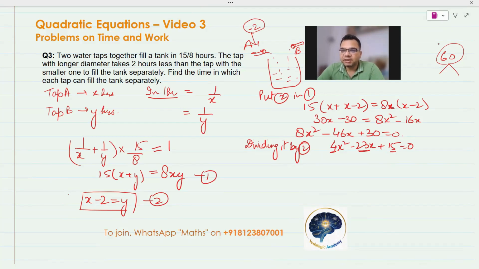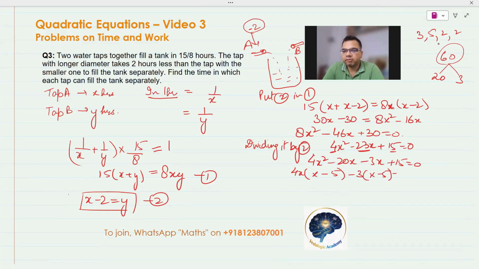Okay, so if I see 15 and 4, factors of 60: 3, 5, 2 and 2, 15, 5 to the 10, 10 to the 20, 20 and 3. Yeah, that is good enough. So it becomes 4x square minus 20x minus 3x plus 15 equals 0. I'll take 4x common from here, becomes (x minus 5), and I'll take 3 common from here. Again, it will be (x minus 5) equals 0. I hope this is clear. So x is either 5 or 3 by 4.